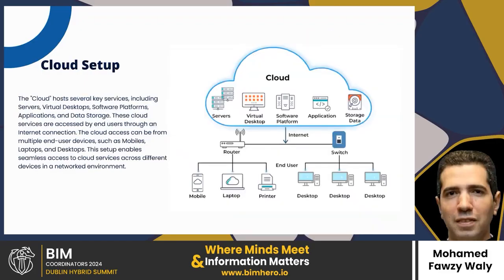How does the cloud work? The cloud hosts several key resources, including servers, virtual desktops, software platforms, applications, and data storage. These cloud services are accessed by end users through an internet connection. The cloud access can be from multiple end user devices, such as mobiles, laptops, and desktops. This setup enables seamless access to cloud services across different devices in a networked environment.